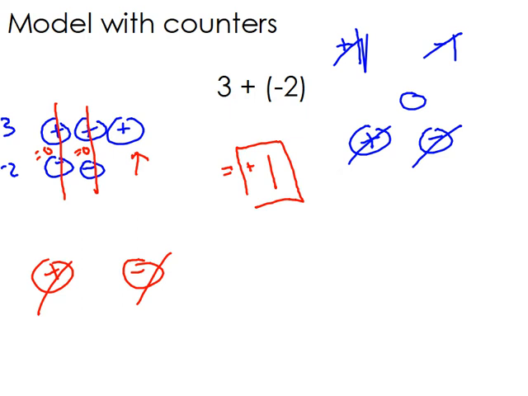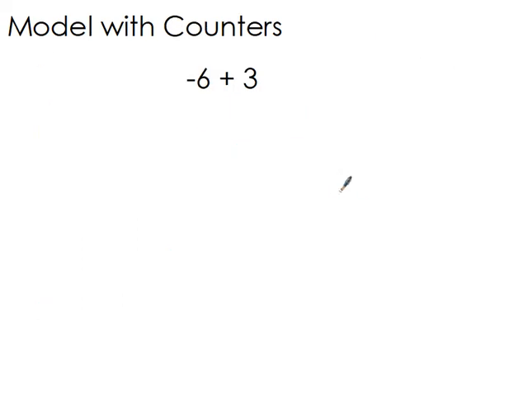Let's try another one here in case I got a little confusing. Now I have the problem negative 6 plus 3. So I'm going to represent this with counters. I'm just going to take both of these values and represent them with counters.